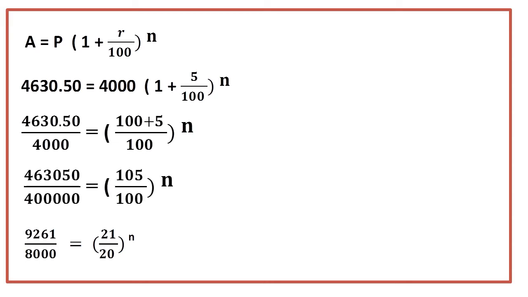After simplification, on the left hand side you have 4,63,050 by 4 lakh. Try to simplify in such a way that, by observing the values on the right hand side, it results as 9,261 by 8,000, that is (21 by 20) whole cube. Hence the value of n is equal to 3. While calculating n, the number of years, and while calculating r, the rate of interest, the simplification should be done in such a way by comparing the values of left hand side to the right hand side.